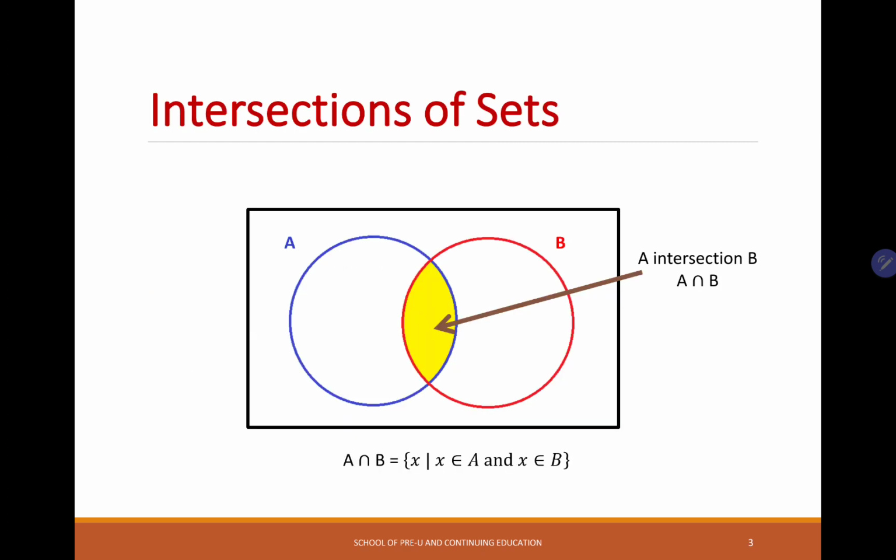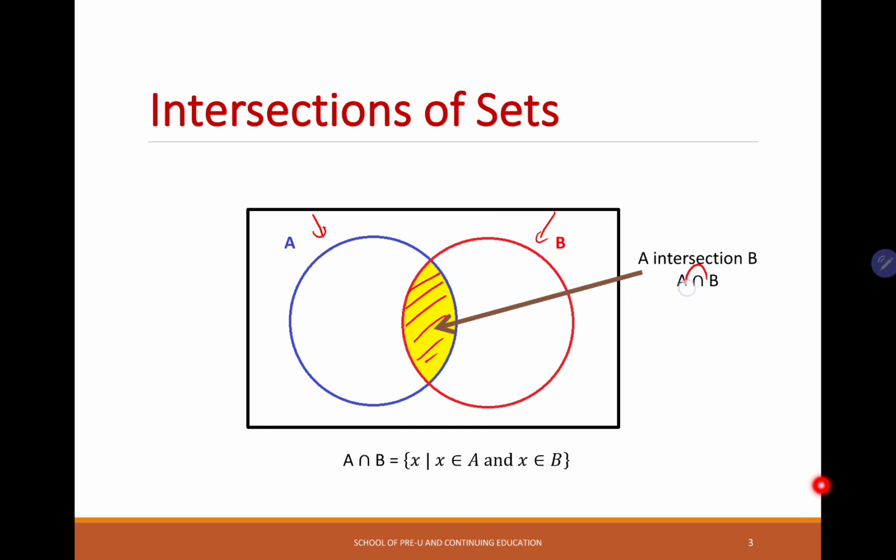Okay, the first thing that we're going to learn inside this topic is the intersection of sets. Let's say you have two sets, set A and set B. When you have these two sets, let's say we want to know the intersection. That means the elements inside A and inside B. The part that intersects here is what we call the intersection of A and B.